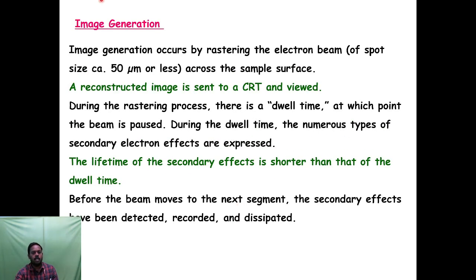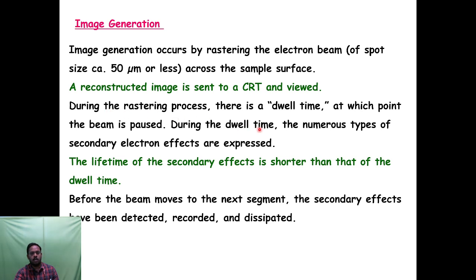Then finally, the image generation. Image generation occurs by rastering the electron beam across the sample, as we studied already. A reconstructed image is sent to the CRT screen, cathode ray tube, and viewed. So that specimen current will be converted into the image. That is called the reconstructed image, which will be viewed in the display.